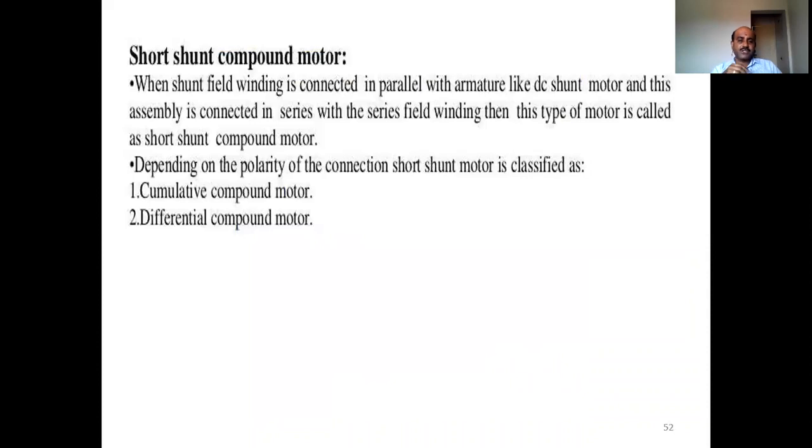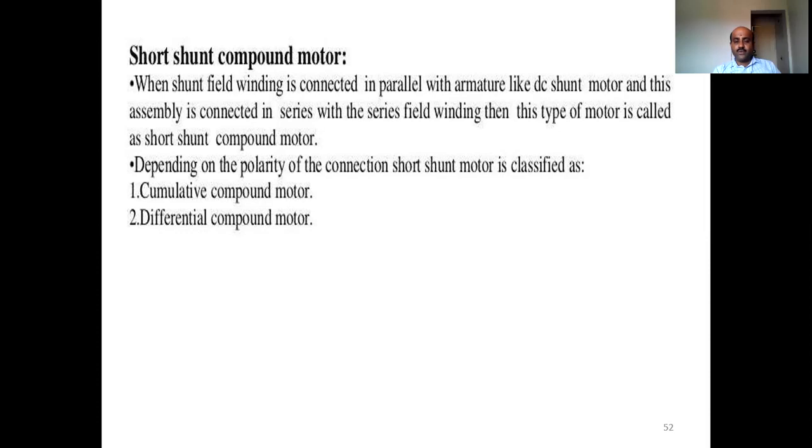So what is a short shunt compound motor? When the shunt field winding is connected in parallel with the armature, like a DC shunt motor, and this assembly is connected in series with the series field winding, then this type of motor is called a short shunt compound motor.